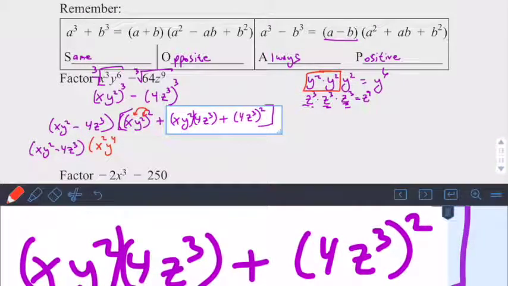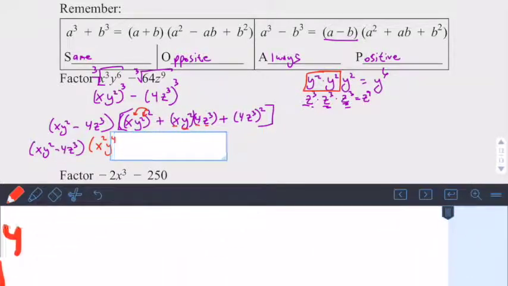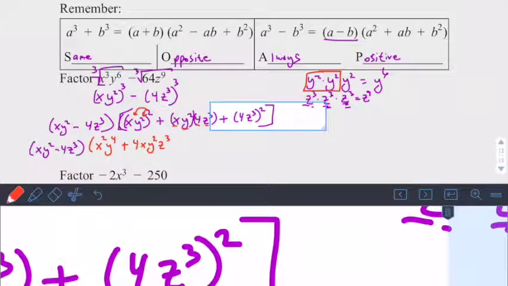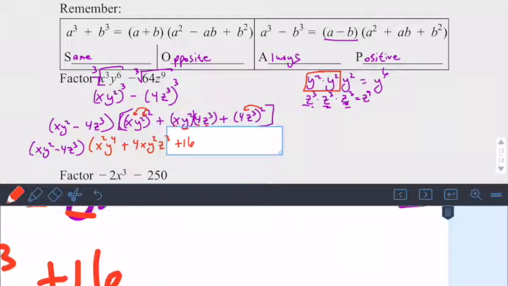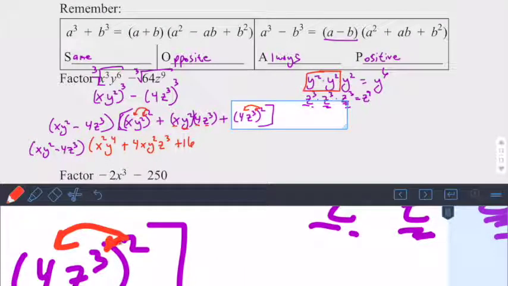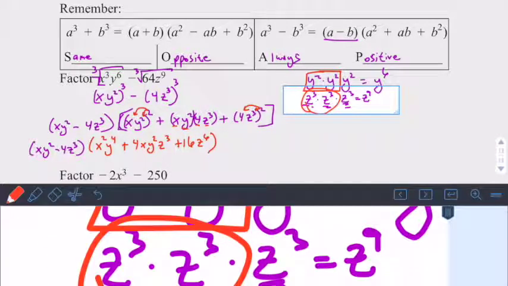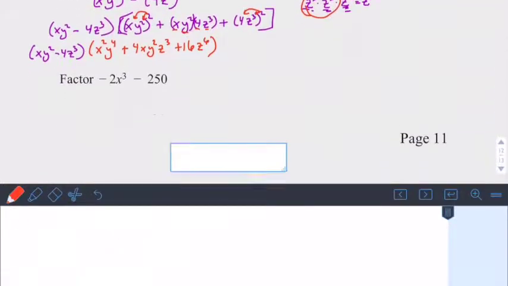Then these, there's no like terms, so I'm just going to reorder it. I'm going to put my number first and then just go x, y, z. So plus 4x y squared z cubed. And then cleaning up this term, 4 squared is 4 times 4, so 16. And z cubed squared is going to become z to the sixth. Okay, z cubed squared, well, then that would be those two. So there's 6.